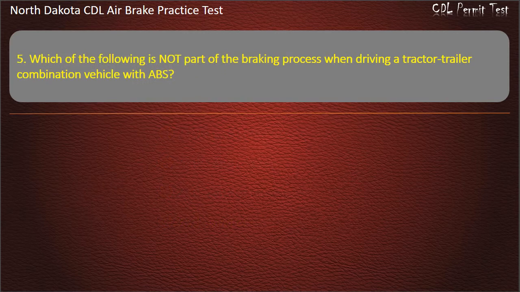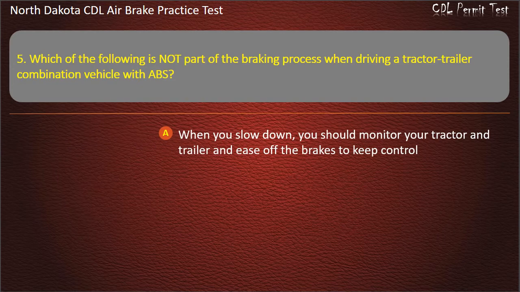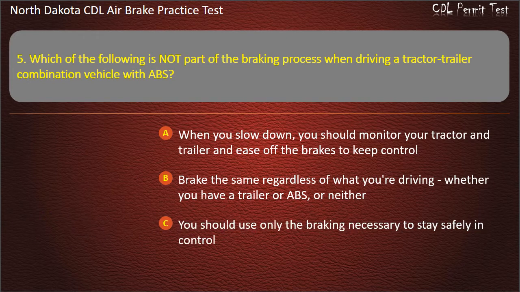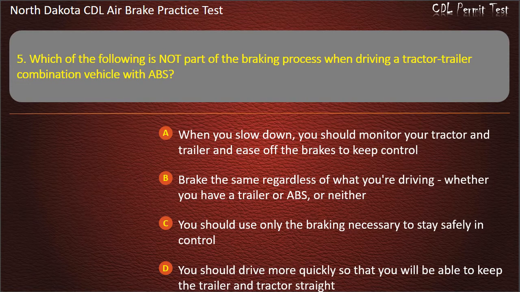Question 5. Which of the following is not part of the braking process when driving a tractor-trailer combination vehicle with ABS? When you slow down, you should monitor your tractor and trailer and ease off the brakes to keep control. Brake the same regardless of what you're driving, whether you have a trailer or ABS, or neither. You should use only the braking necessary to stay safely in control. You should drive more quickly so that you will be able to keep the trailer and tractor straight. Answer. You should drive more quickly so that you will be able to keep the trailer and tractor straight.